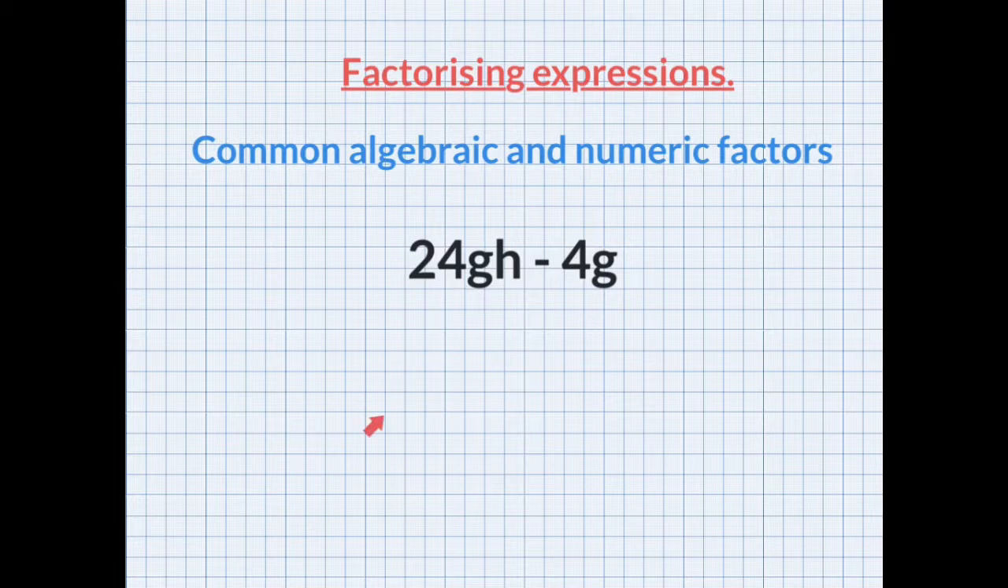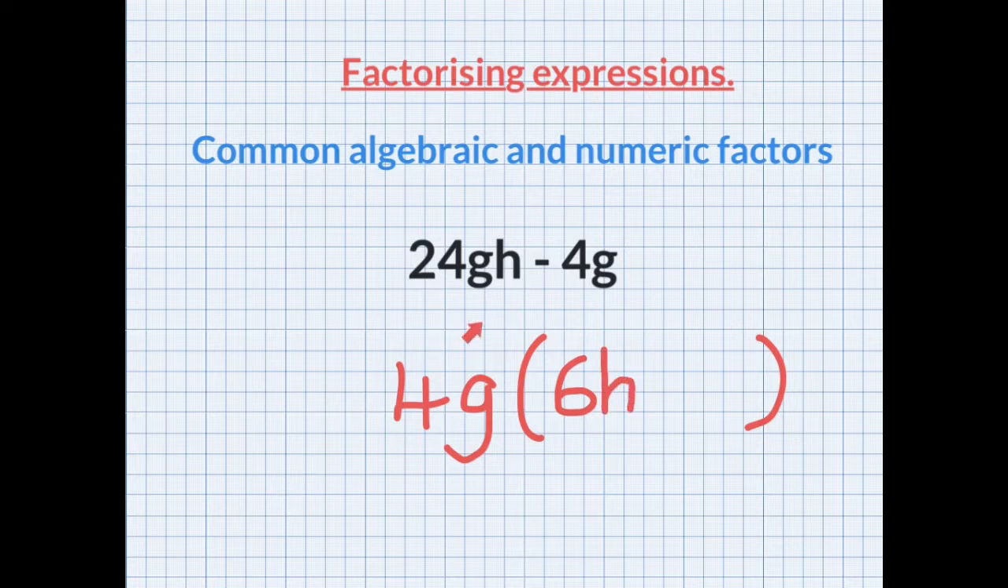Right, in this one, the reason I've chosen it is because we do have common numeric values. All right, 24 and 4 are in the same times table. And if we have a look at the letters, G is common to both of these parts, so that can also go outside of the brackets. So what times table is common to 24 and 4? Well, they're both in the 4 times table, and as I said, G is common as well, so G can go outside of the brackets. So 4G times what is 24GH? Well, we've already got the G, so H is going to be there. 4 times what is 24? Well, 4 times 6 is 24, so we need to have a 6 there, and the letter that we're missing was the H. This time the sign is negative.